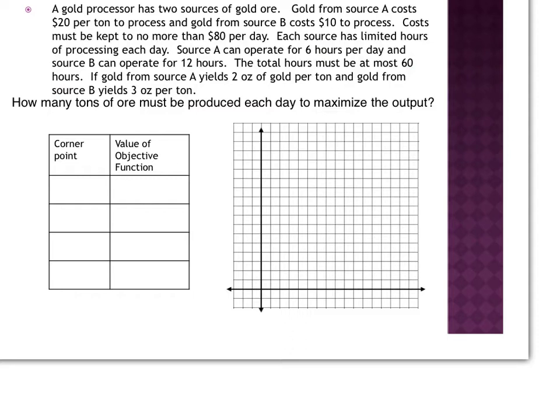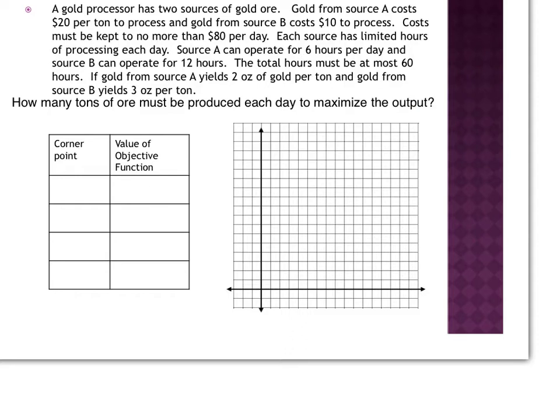Now, if gold from source A yields 2 ounces of gold per ton, and source B is 3 ounces per ton, our question is how many tons of ore must be produced each day to maximize the output. So we want to maximize our output of gold. We want to have the most amount of gold that we possibly can.